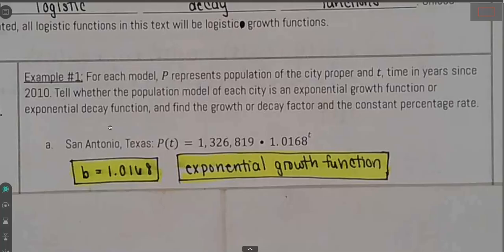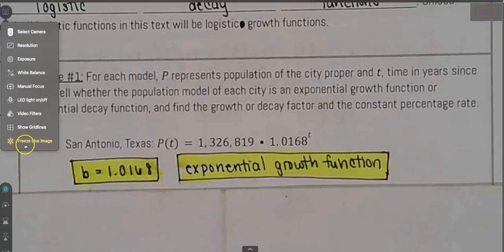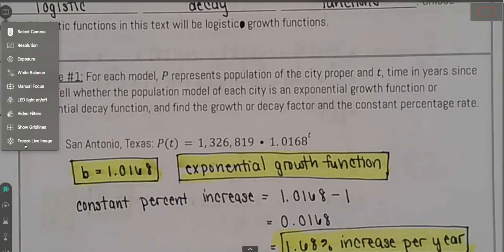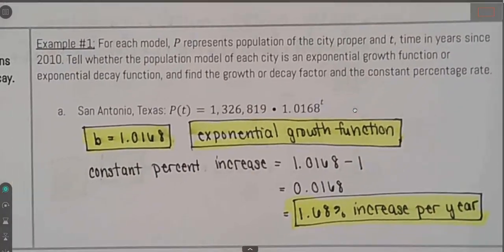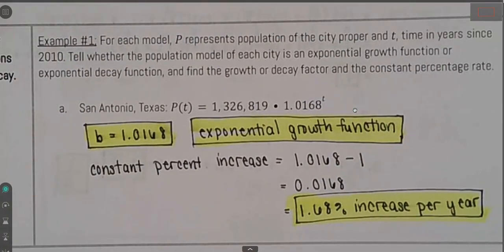As always, once you get it right, please check in with your teammates, make sure everyone understands, ask each other questions, help each other out, and make sure everyone at your table's okay. All right, everyone got it? Great job. Here's the answer. 1.68% increase per year. Are there any questions on example 1?